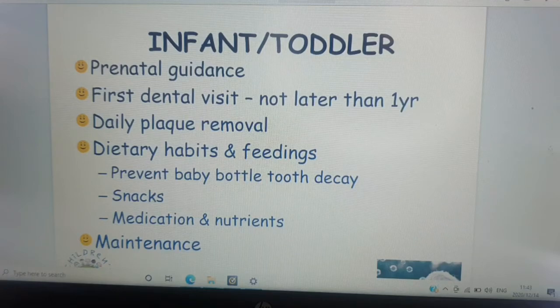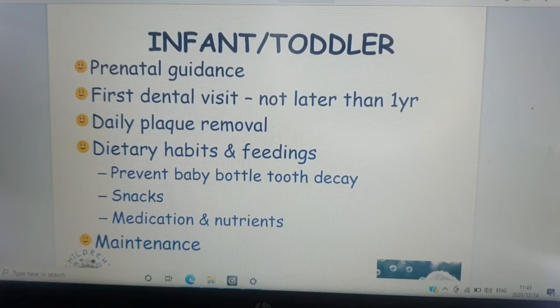So making use of a very soft, very tiny brush in the patient's oral cavity. Normally at this stage, they either have gums or the primary teeth are about to erupt or have already erupted, because kids differ from one child to another. This would then also involve talking about and discussing dietary habits as well as feeding habits.